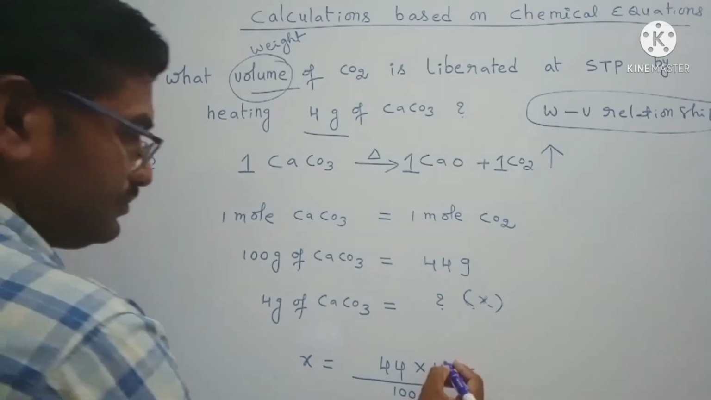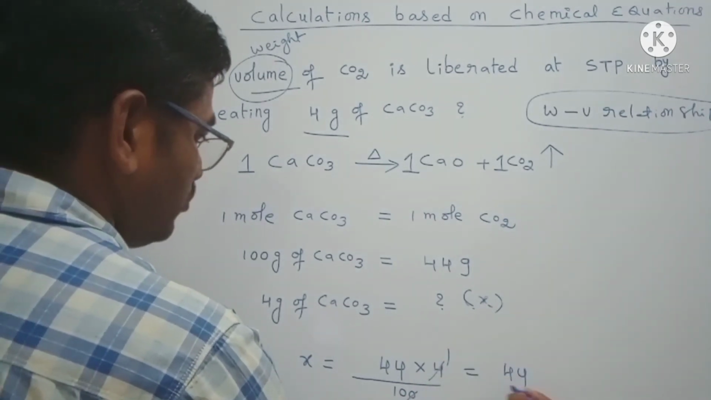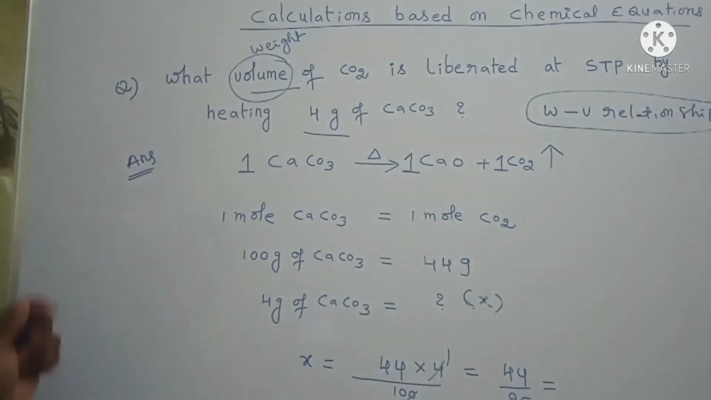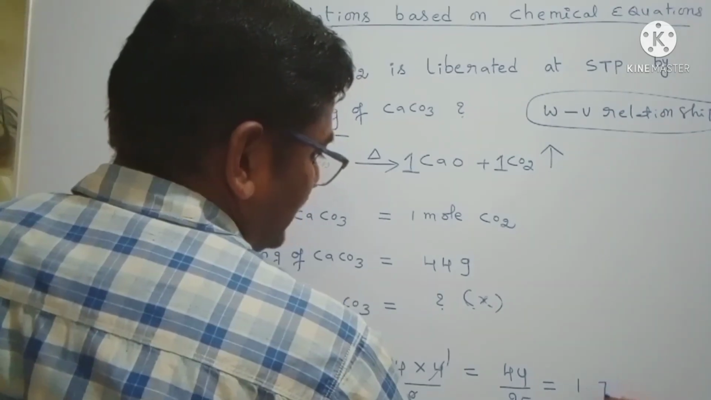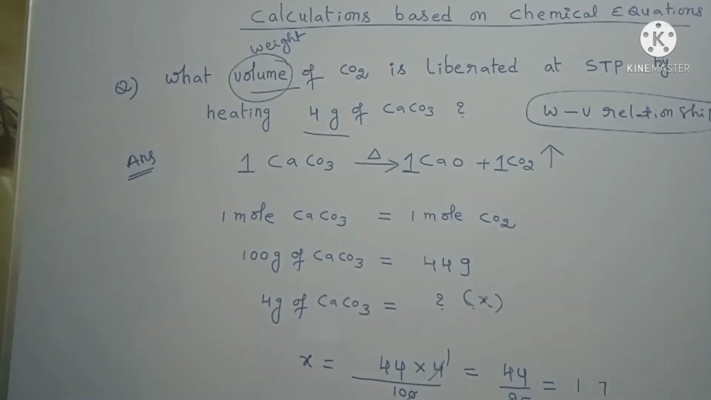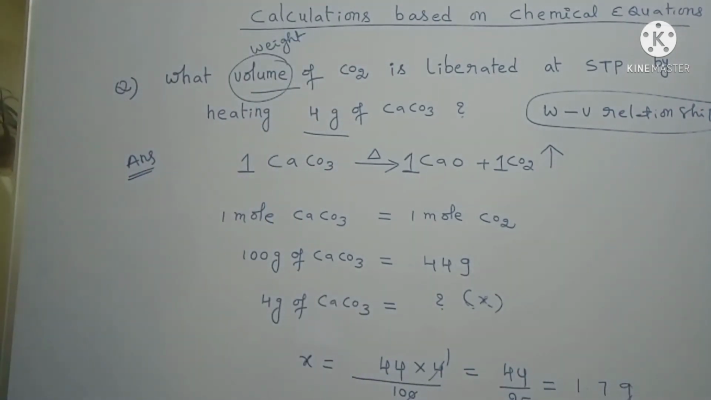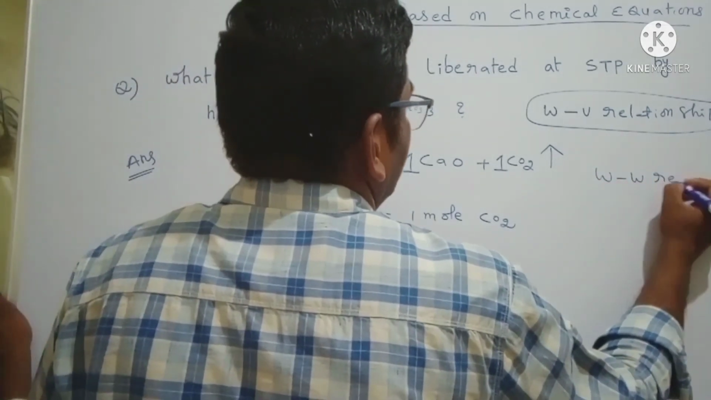4 25s are 100, so 44 by 25. So approximately 1.7. This is in grams. Okay. So this is called weight relationship problems. Okay, weight relationship problem.